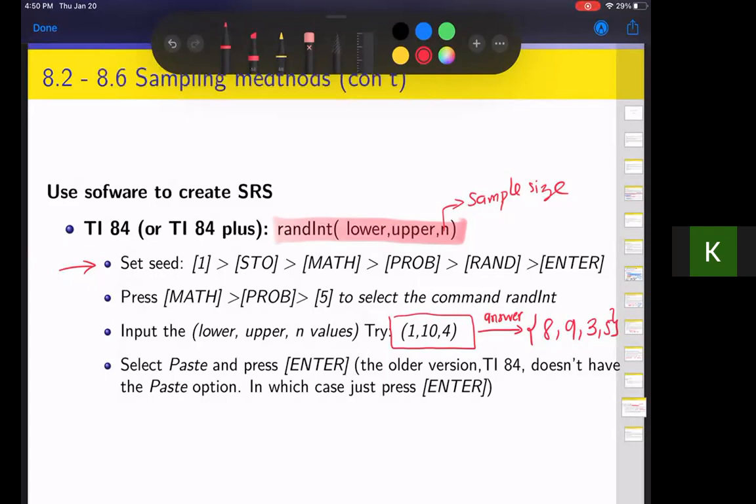If you set the C like I showed you in the slide, you should get the same 8, 9, 3, 5. Yep, that's what I got. Okay, perfect. Thank you.